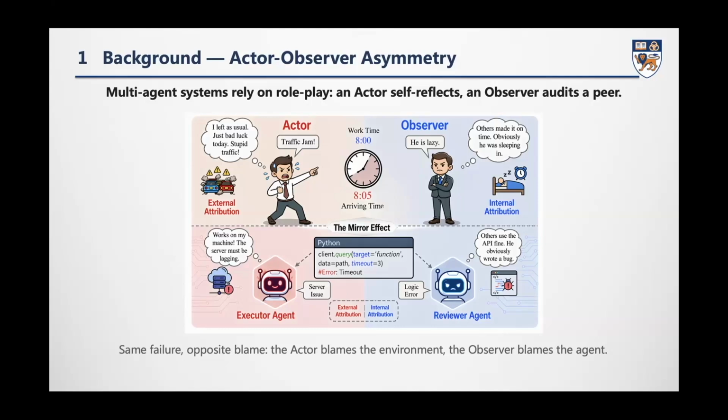Then we can ask a question. Because large language models are trained on human-generated corpus, will this bias also exist in large language models? When we use AI agents, we ask them to complete tasks for us, and we assign a role to better complete the task. For example, you are an expert in coding, you are an expert in document writing. When an error happens, they may give different attributions for the same error. For example, if there's a bug in the code, the executor agent will say, oh, maybe it's a server issue, but the review agent will say, oh, it's a logical error. So even with the same failure, agents in different roles may have different attributions.